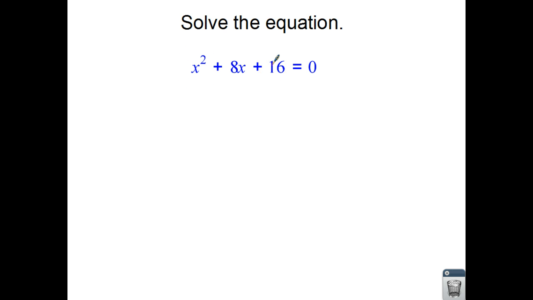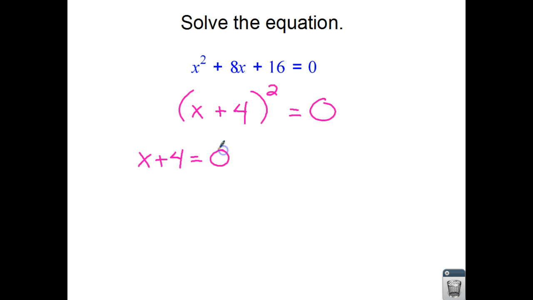So I think we can do one of those special patterns, and that would be the x plus the perfect square. 16 would get us a 4. That would be quantity squared, and that's equal to 0. So if I were to write this out completely to solve, that would be both of these equal to 0. So x plus 4 is equal to 0, or x plus 4 is equal to 0.